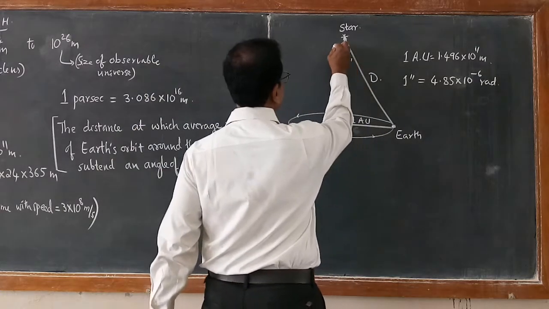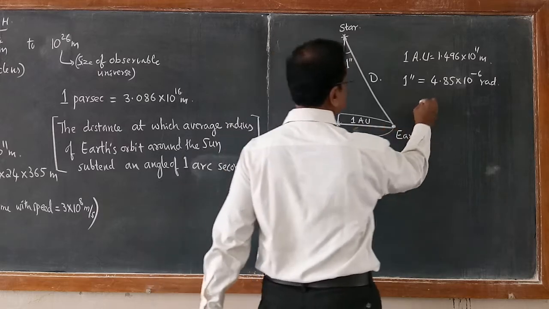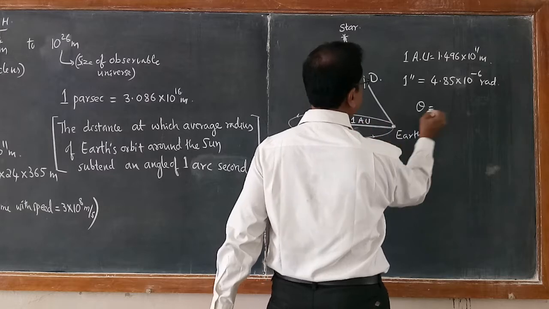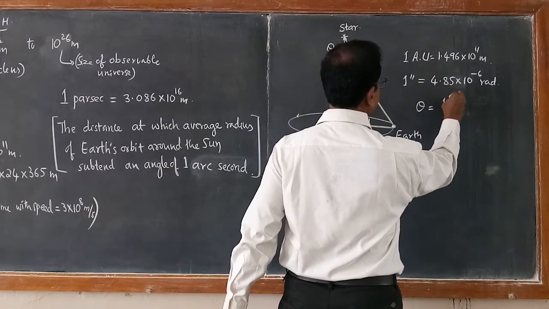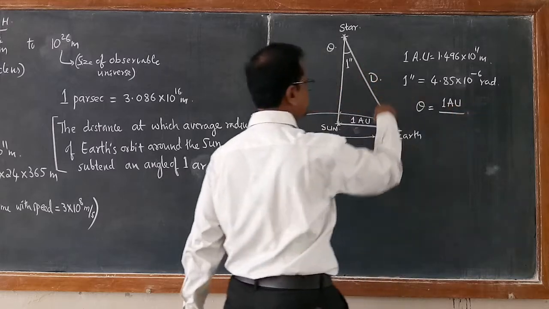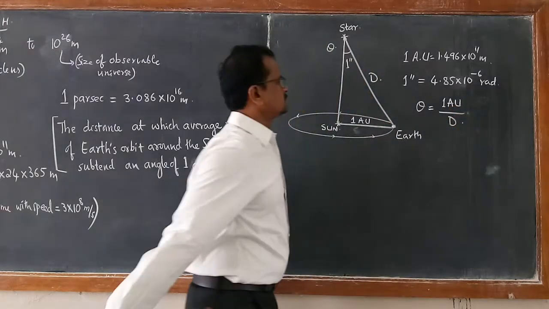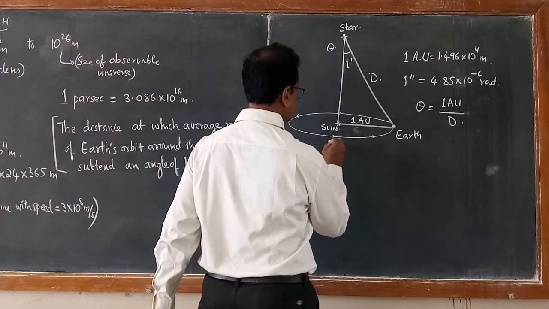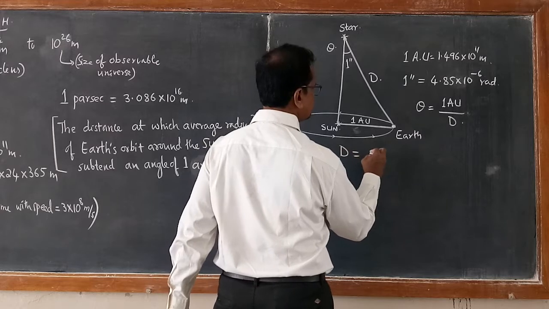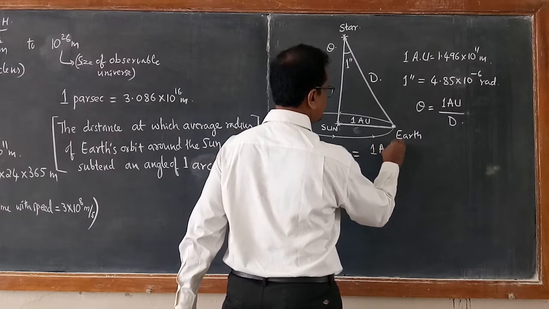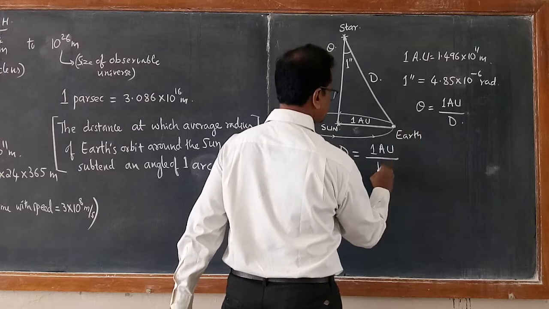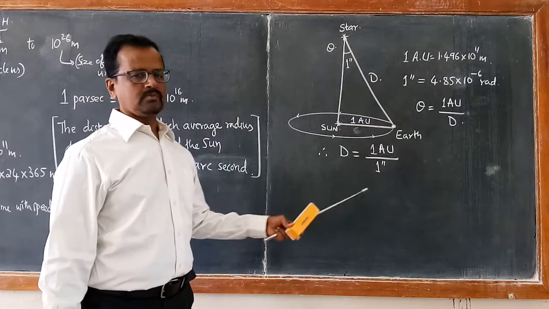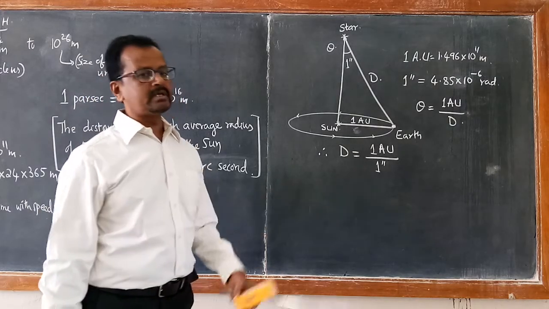We know if you take this angle as theta, theta is equal to this orbital radius 1 AU divided by the distance which we want to find out. So that distance is equal to 1 parsec. So that distance d is equal to 1 AU divided by this theta. Theta is 1 second. So this is a simple form, 1 astronomical unit divided by 1 second of arc.